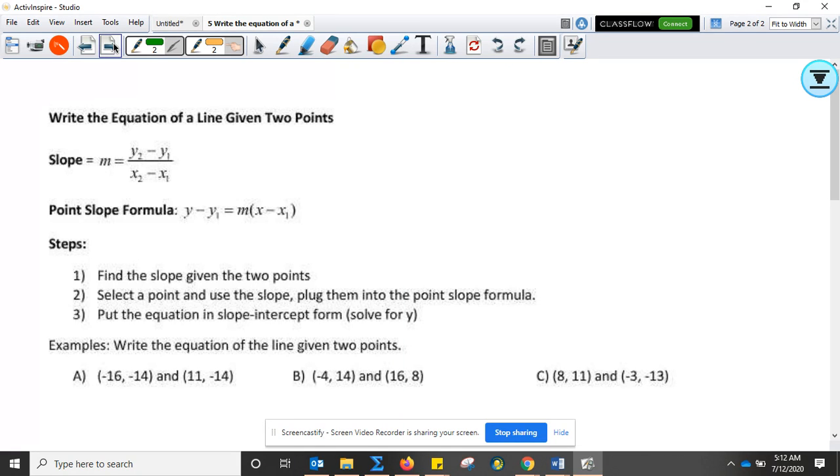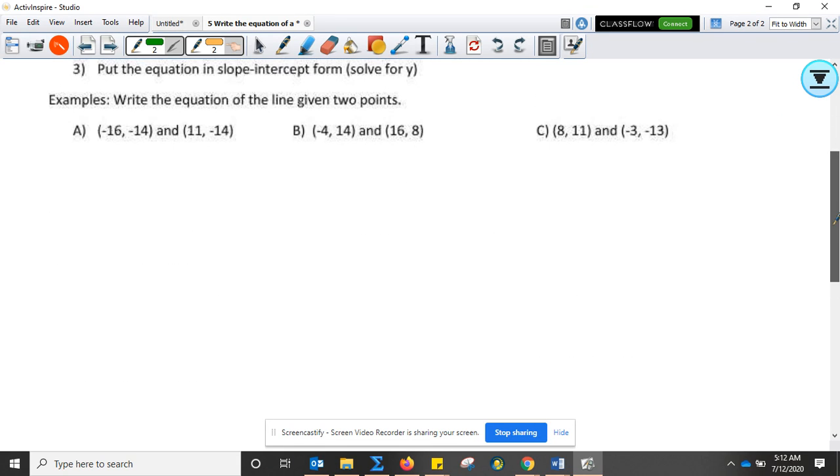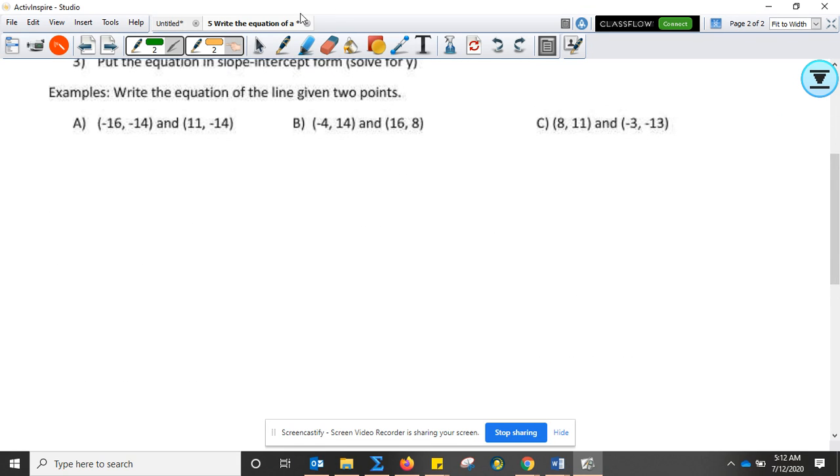Okay, so what you're going to do here, you're going to find the slope, then use your point slope formula. So you're going to find the slope given the 2 points, and then use your slope and your ordered pair to plug into your point slope form, and then solve for y. All right, so let's do this. First of all, let's find the slope.